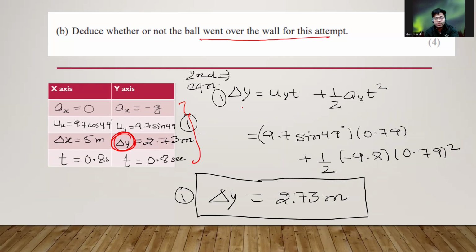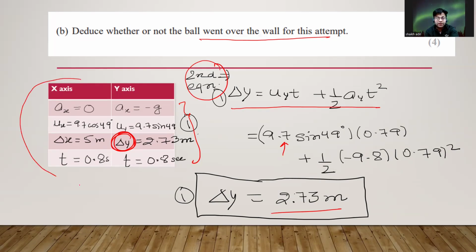So for that, we are going to again use the second equation of motion, which is delta y equals uy t plus half a_y t squared. We shall plug in all the values and we are going to get delta y as 2.73 meters. So this is the y component of the displacement. So you see, by applying the technique, we have got the y displacement also. So you see that if we have formed this table, we will be able to find out which equation we have to apply, and using the right equation will give us the right answer.